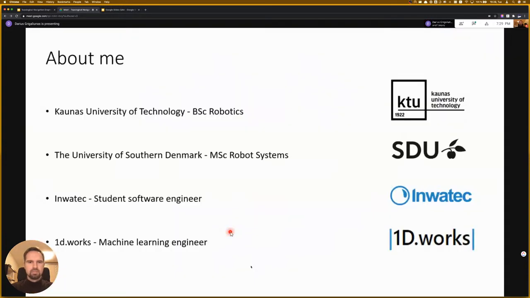So at the beginning, a bit about myself. I did my bachelor's at Kaunas University of Technology in robotics, then did my master's in Denmark in robot systems, and also worked a bit in a company, Invatech in Denmark, where I helped to improve industrial machines which handle soiled garments, and applied some machine learning methods to improve their machines. Currently I'm working at 1DWorks as a machine learning engineer.